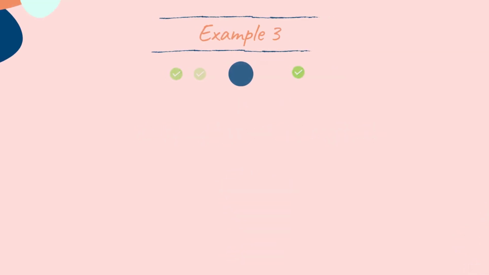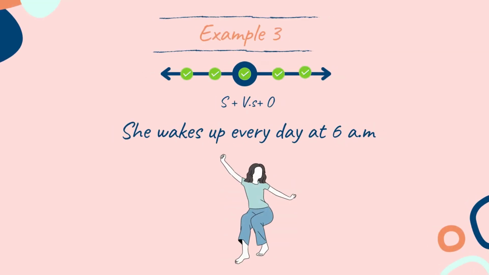Let's look into one more example of this kind. She wakes up every day at 6 a.m. Here also, daily routine of waking up is mentioned. So, we have used simple present tense. So, this was the one main use of simple present tense.